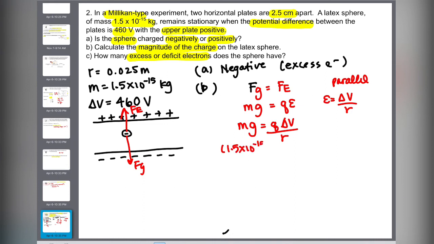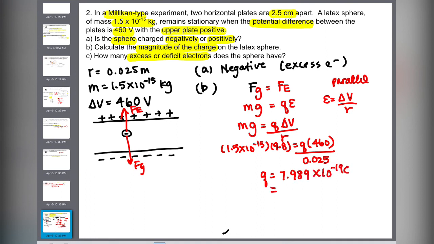So mass times 9.8 equals Q delta V over the distance between them. So solve for Q: 1.5 times 10 to the negative 15 times 9.8 times 0.025 divided by 460. So I got the charge to be 7.989 times 10 to the negative 19 coulombs. Put it in the correct significant digits. I would like two significant digits, so 8.0 times 10 to the negative 19.